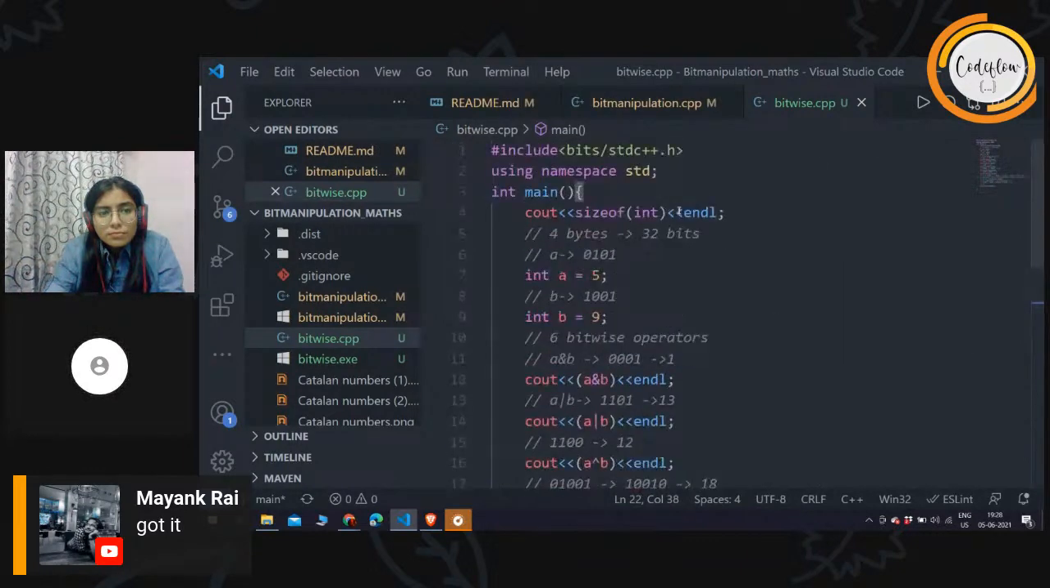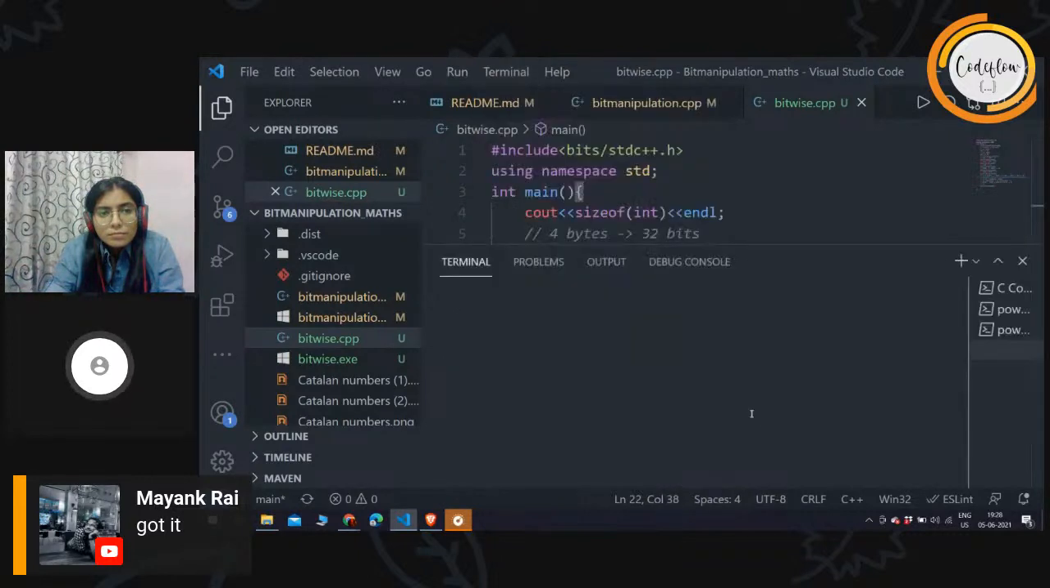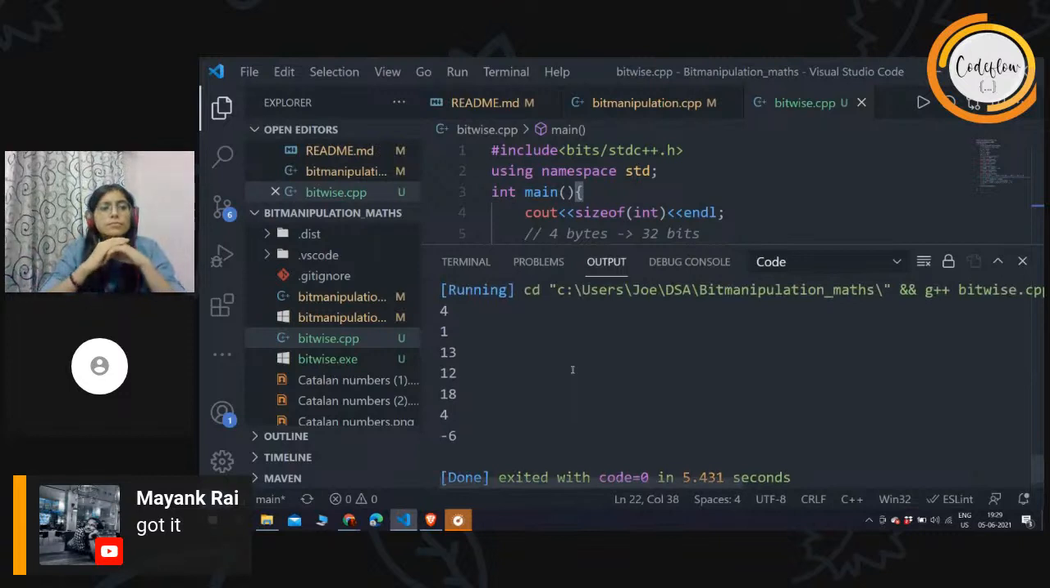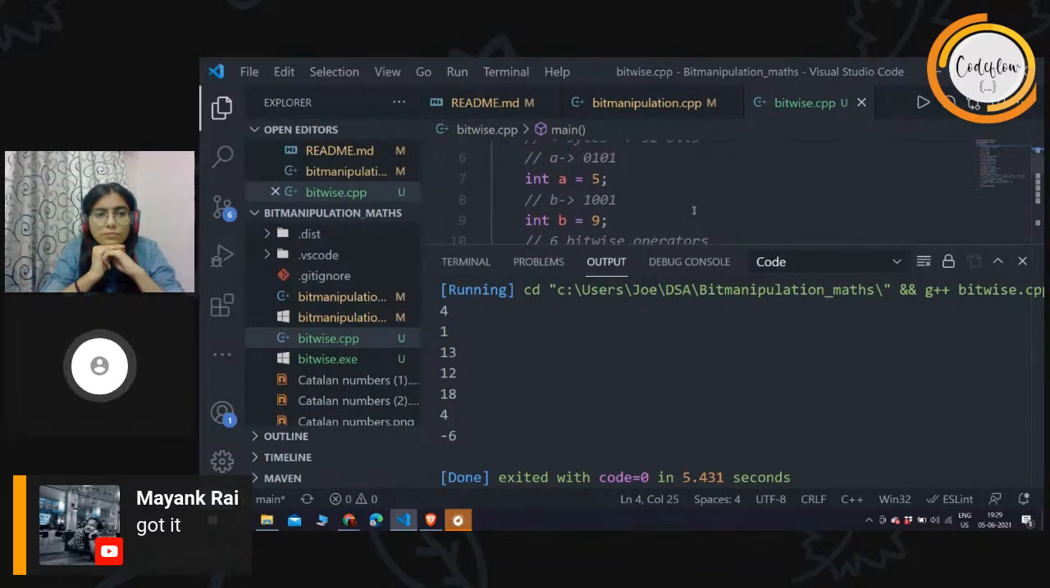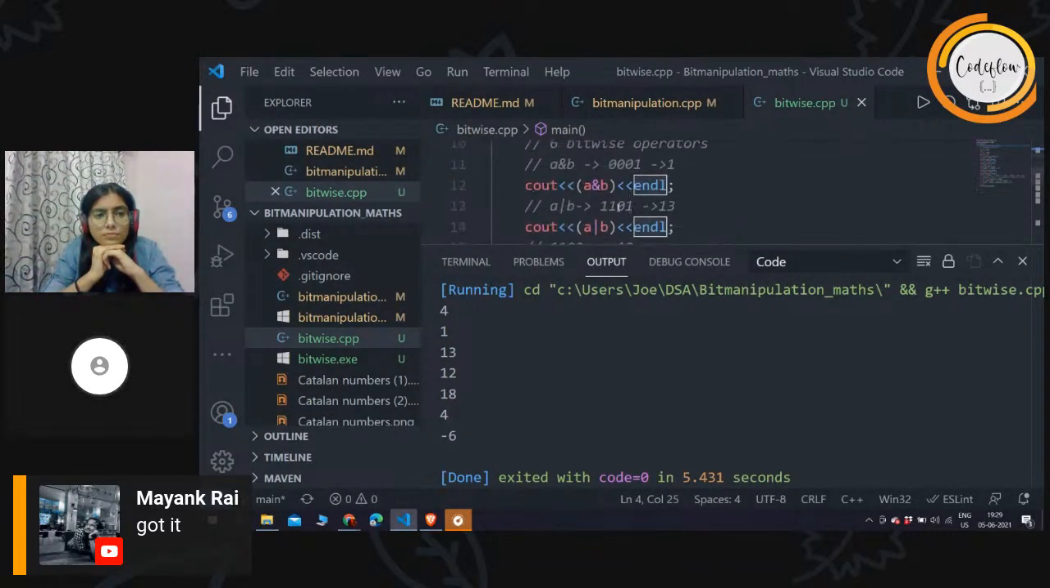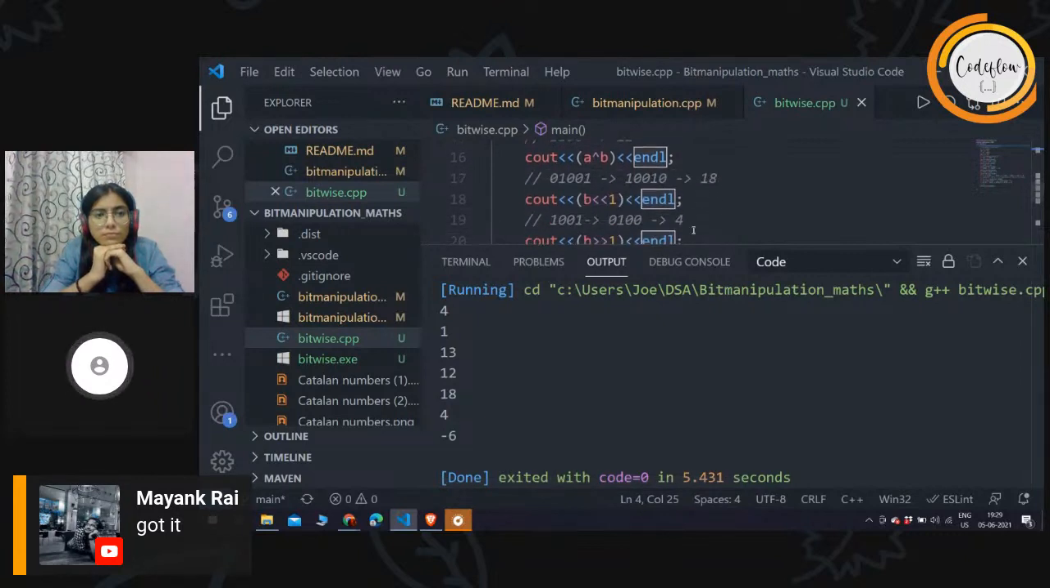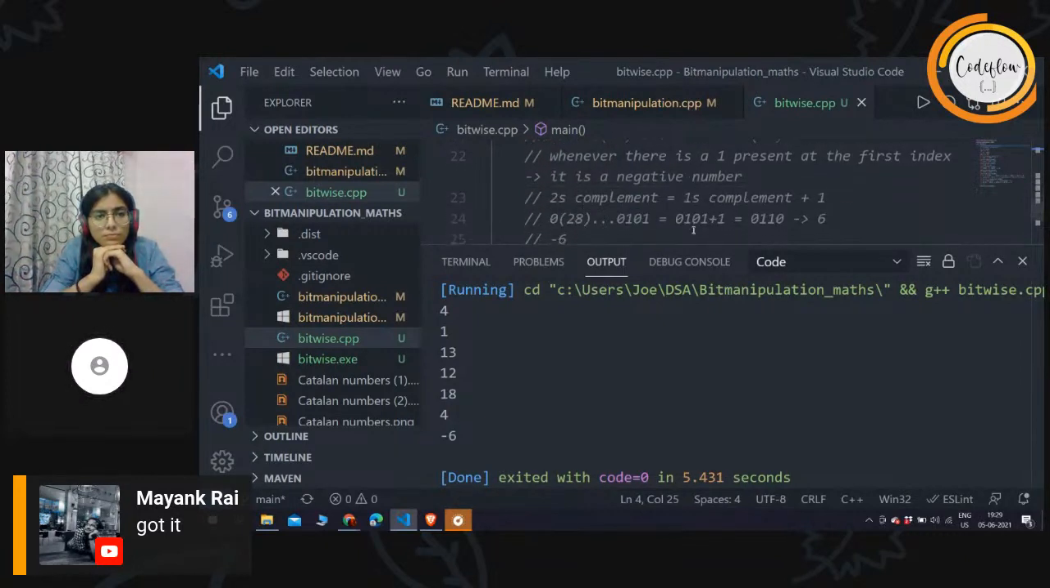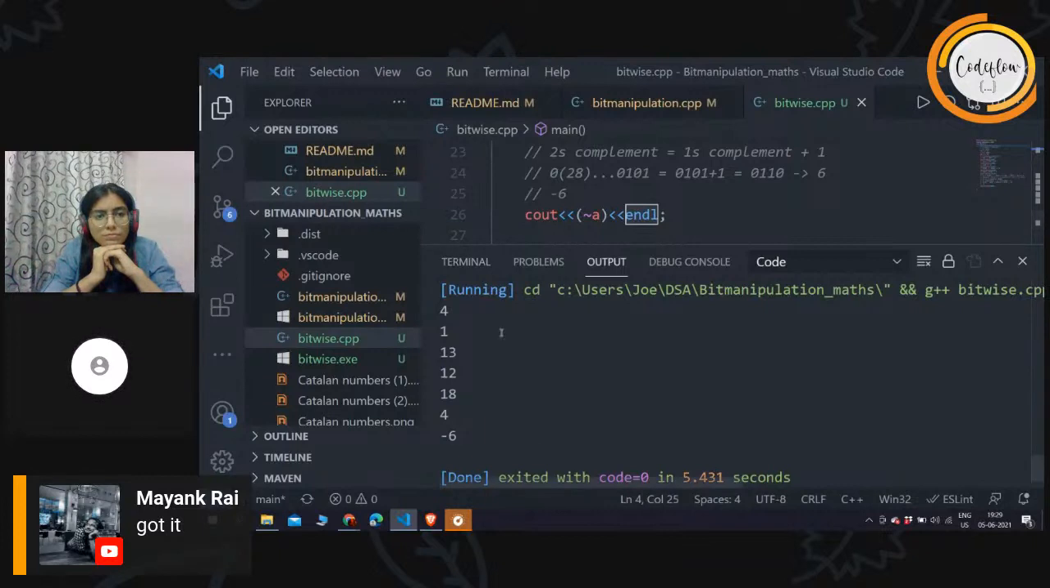Cool. So just let me push it into the repository. First of all, you can match the answers. See, I told you in my machine the size is 4 bytes. In every machine, mostly it is. Now I should get A and B as 1, as 13, as 12, as 18, as 4, and as -6. I hope this makes sense.